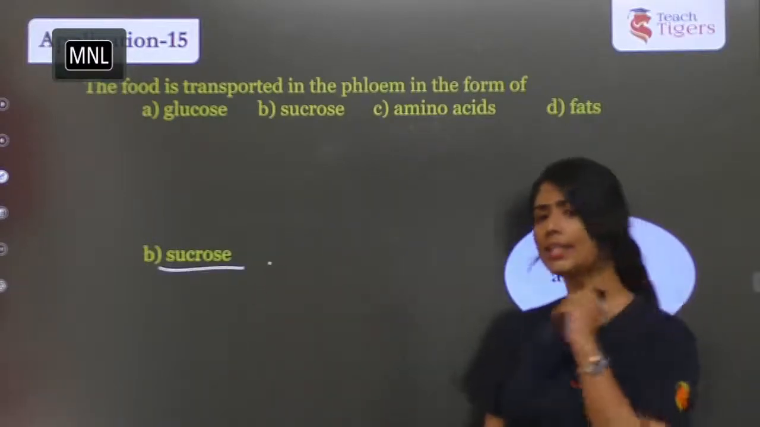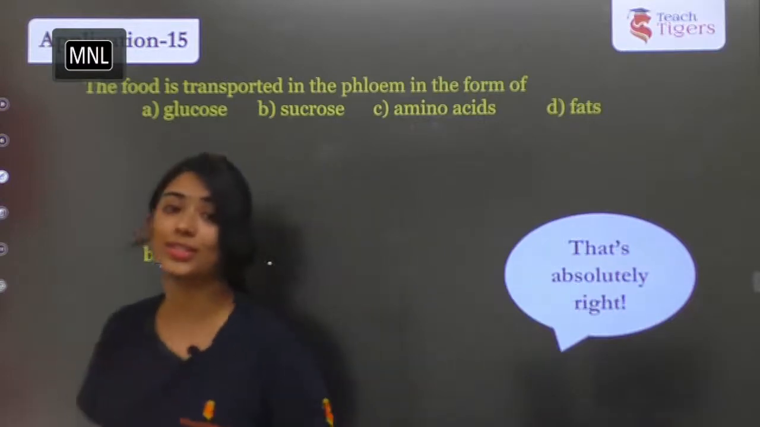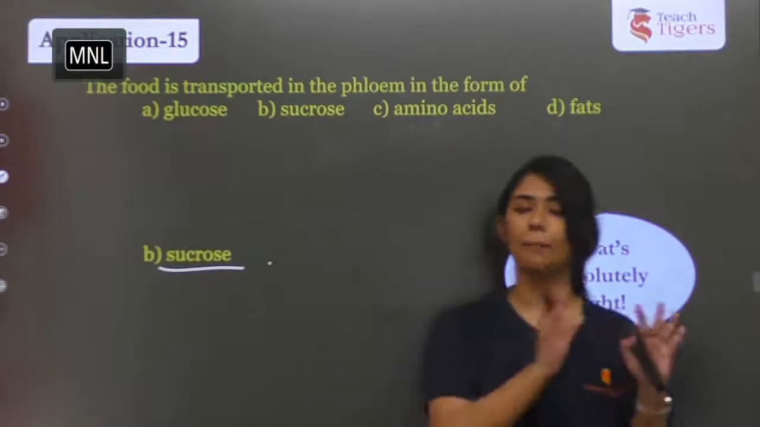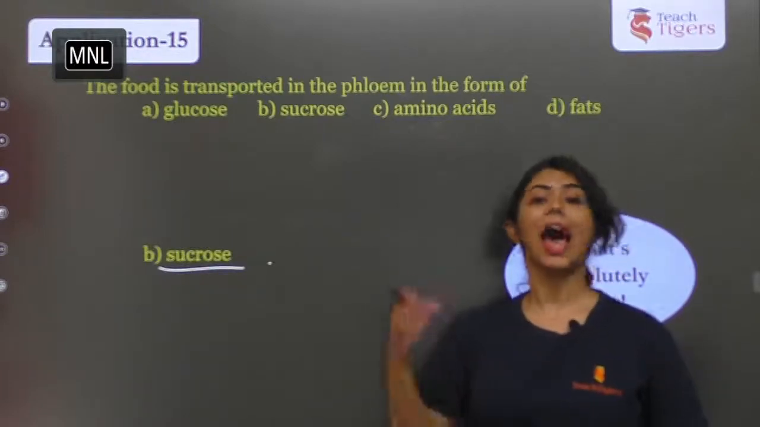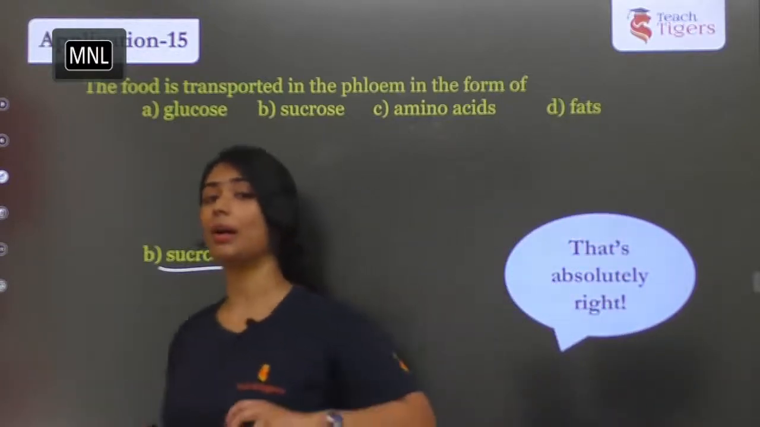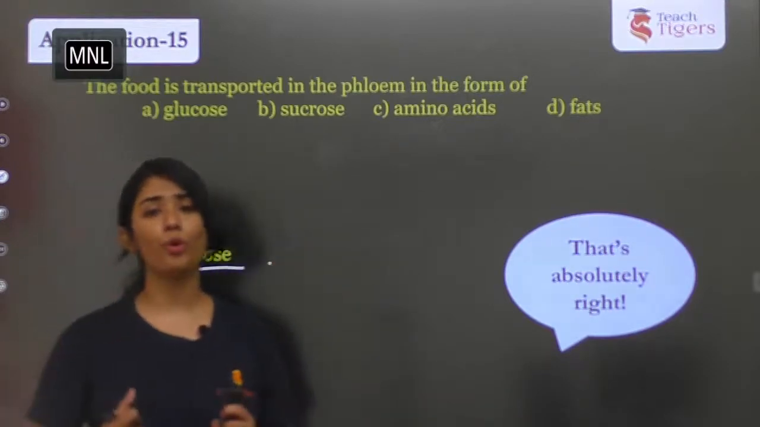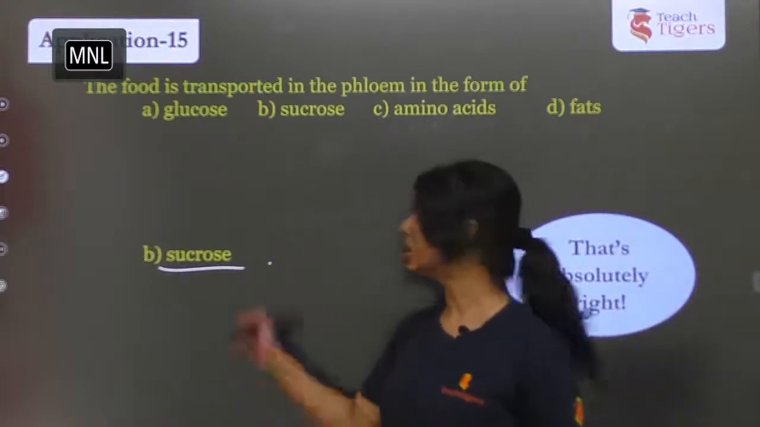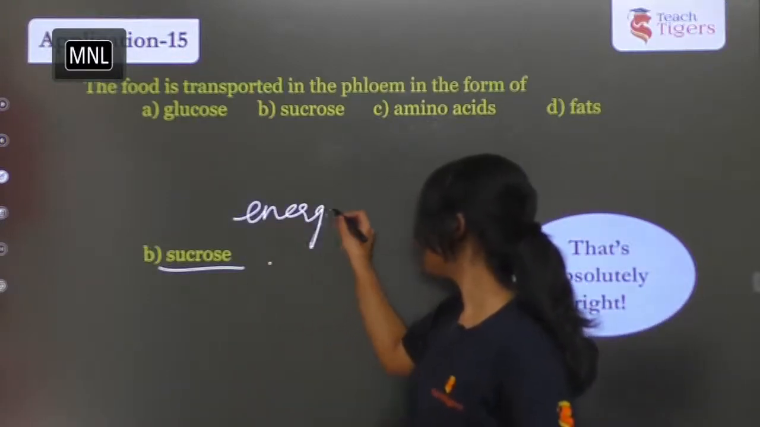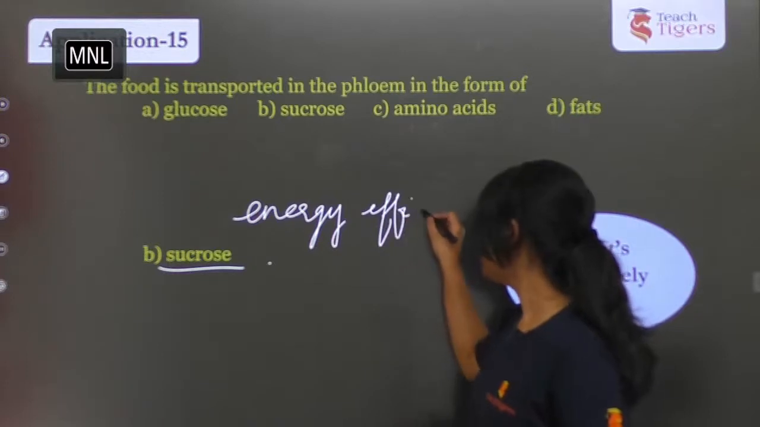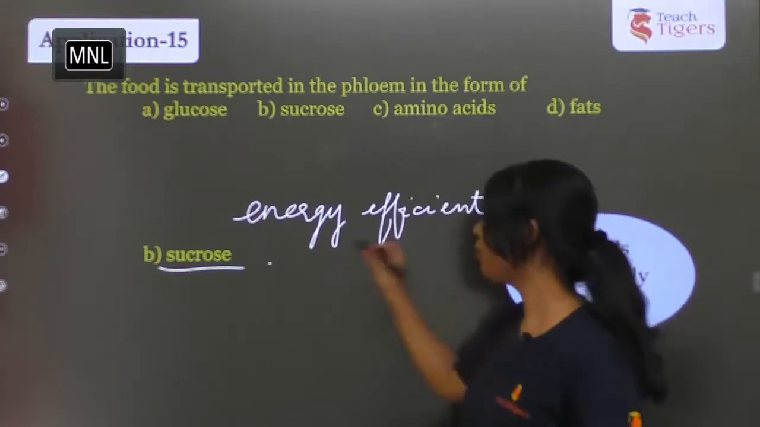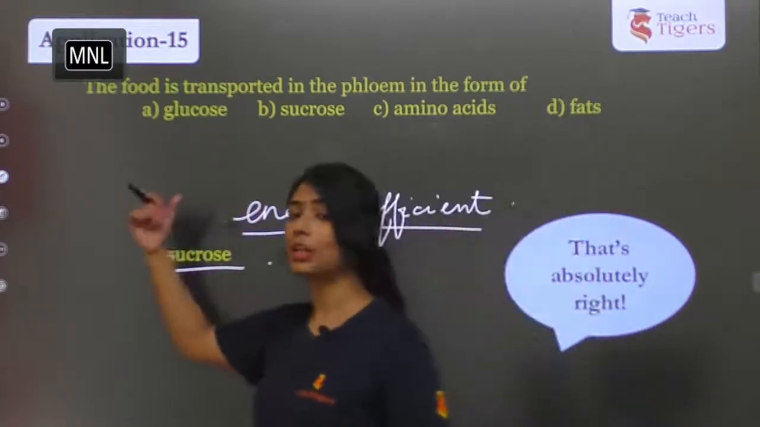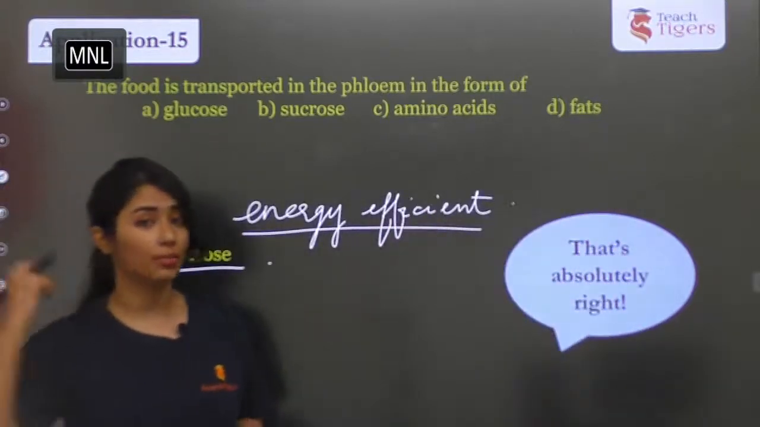Why does the glucose have to be converted into sucrose? Because sucrose is more water soluble when compared to glucose, right? And sucrose is also less reactive when compared to glucose. So it becomes easier to transport the sucrose, and sucrose is also more energy efficient. Now what does that mean? That the energy required for the transport of sucrose is less than the energy that will be required to transport the glucose in the phloem.